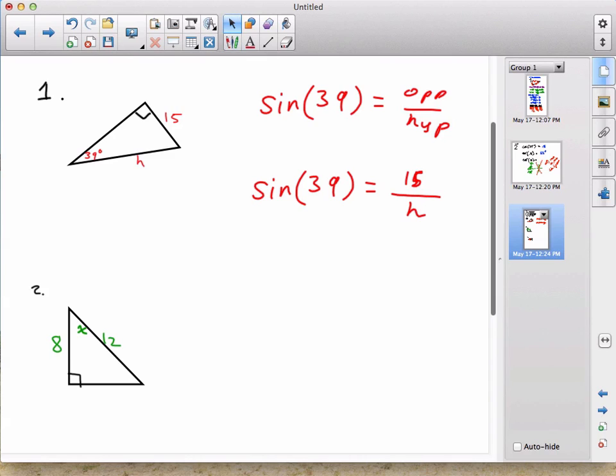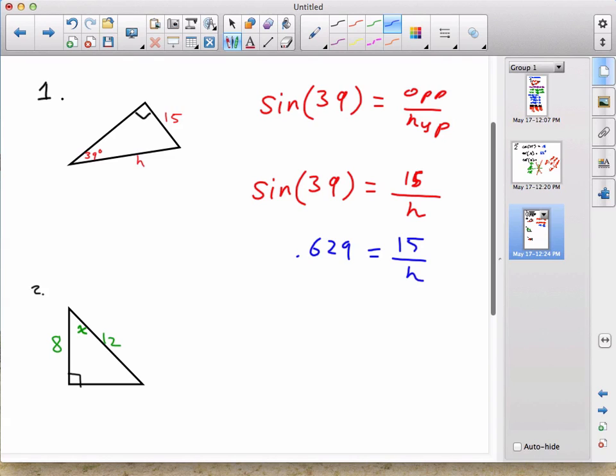Okay, so then you estimate for the sine of 39? Yeah, which is 0.629. Okay. And then you can say that equals 15 over h. And then you can just solve for h. So, how would you solve for h? Well, I put 0.629 over 1 and I cross multiply.